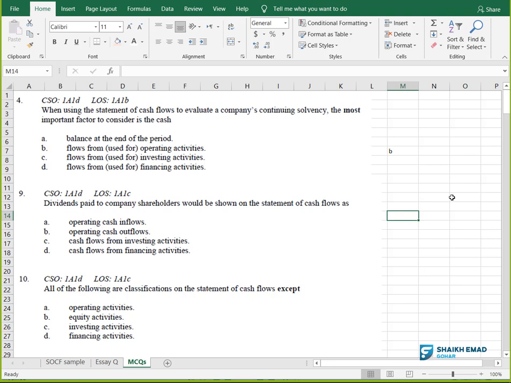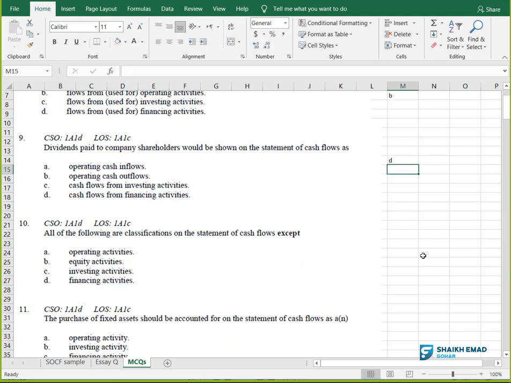And the point got you also. Getting it? So next one, they are saying dividends paid to company shareholders would be shown on the cash flow as what? Very simple question. You can tell me. Dividend paid will be what? Remember, we just discussed. Very nice. It is option D, financing.